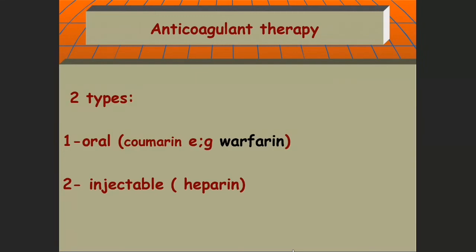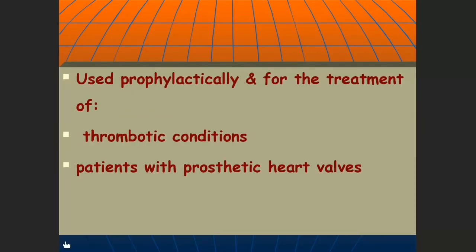Anticoagulants are used either prophylactically to guard against thrombosis or for the treatment of thrombotic conditions, and it is also given as prophylaxis for patients with prosthetic heart valve. أي مريض عنده صمام تغيير صمام بياخد prophylactic warfarin for life. This is to guard against thrombosis, cardiac thrombosis. Okay, so anticoagulants are used either prophylactically or therapeutically to treat thrombotic conditions, such as DVT.